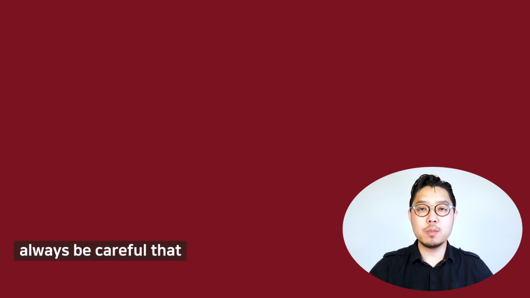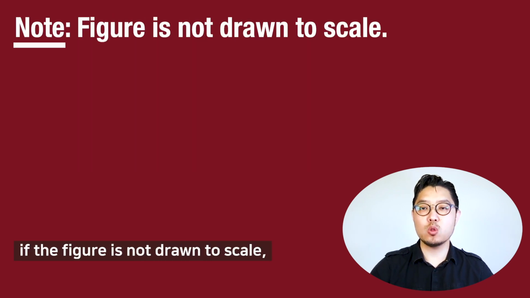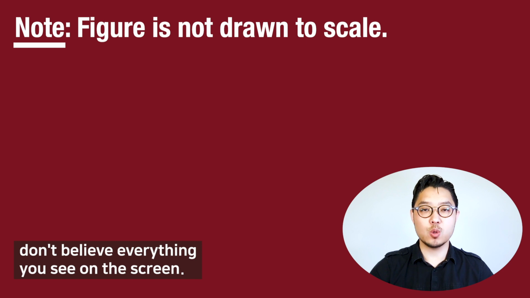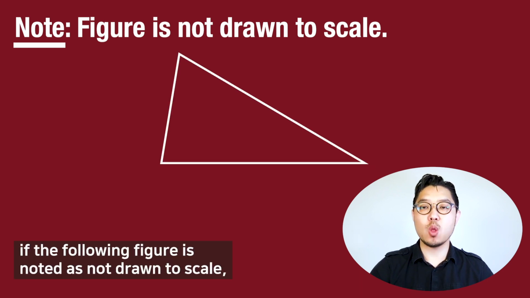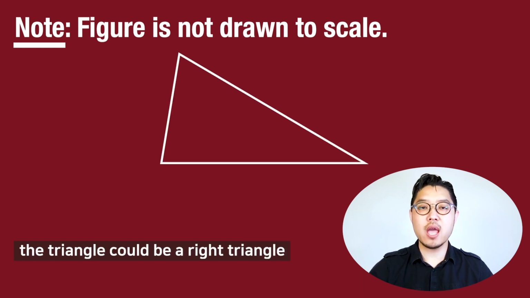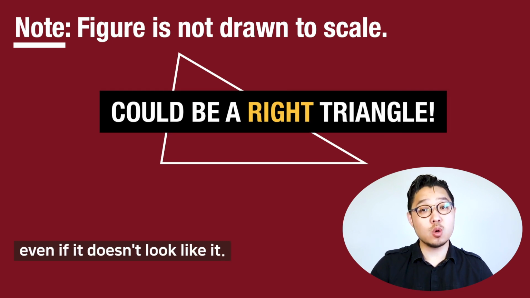On the GMAT, always be careful if the figure is not drawn to scale. Don't believe everything you see on the screen. For example, if the following figure is noted as not drawn to scale, the triangle could be a right triangle, even if it doesn't look like it.